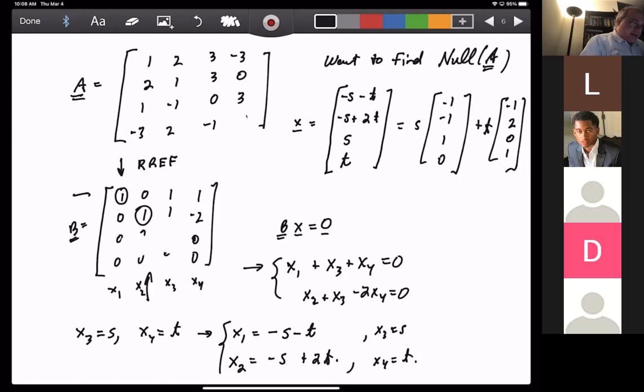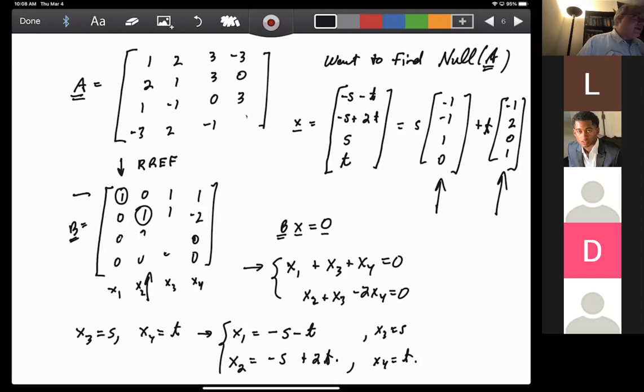So in fact, explicitly what we have here is we have the null space written down directly for us as the span of 2 vectors, the span of the set of 2 vectors, with these in particular being the vectors. S and T are arbitrary parameters, so we're taking an arbitrary linear combination of those 2 vectors.